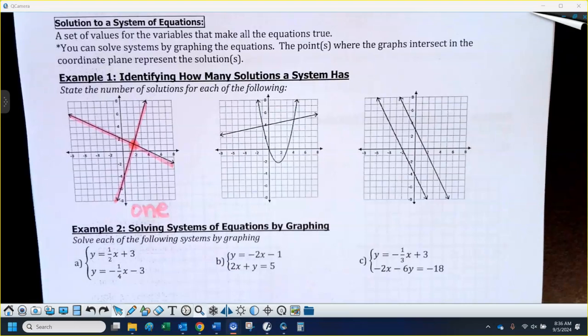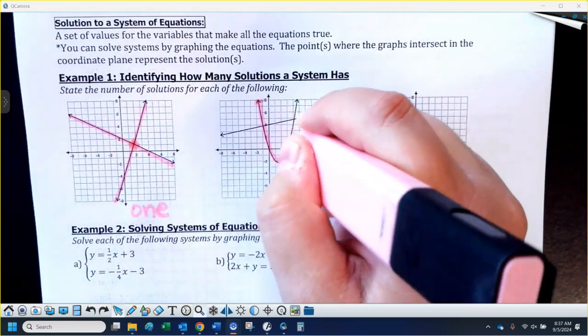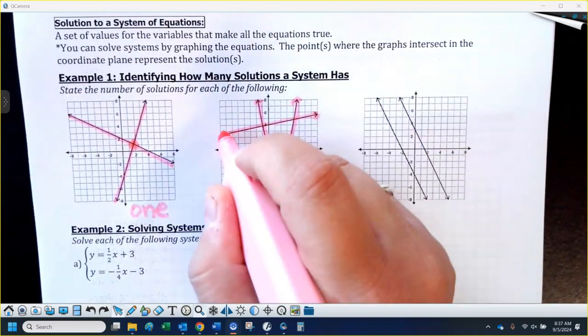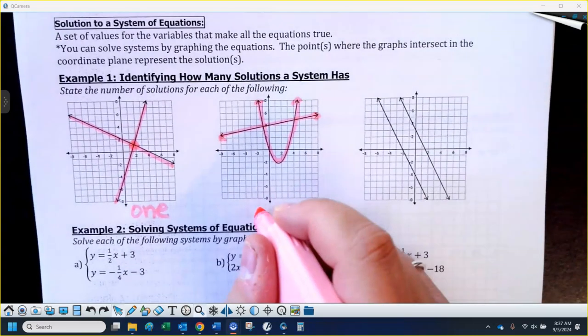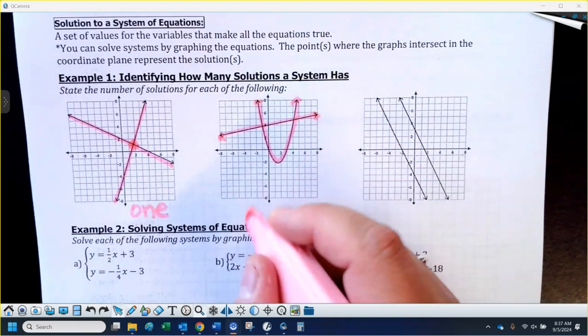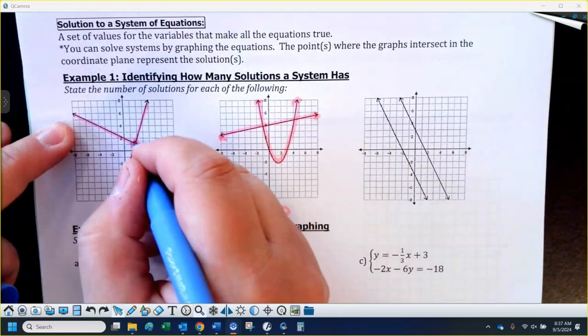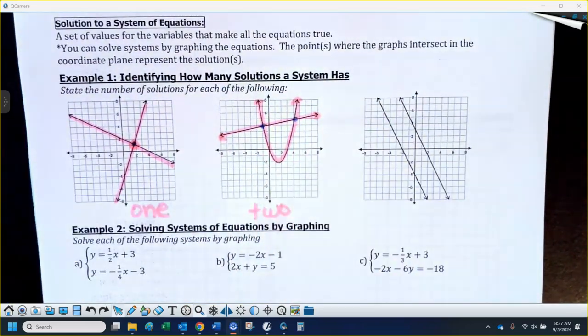Now, my second system has a parabola here, and then it also has a line. How many solutions do you see for that system? Okay. This one has 2. So just any point or points they have in common. It's not asking you what they are, just how many. So this one has 2 different points where that line intersects that parabola.